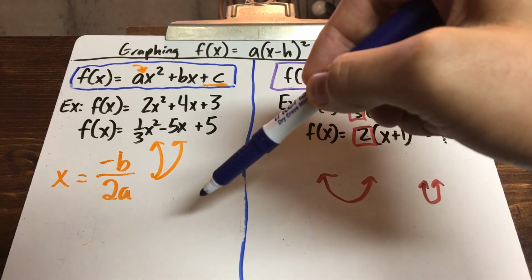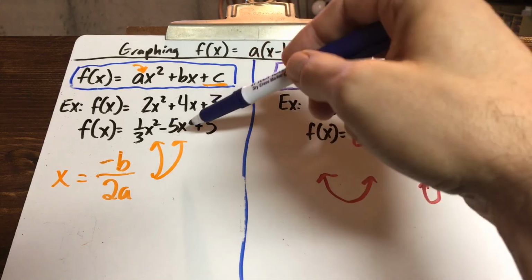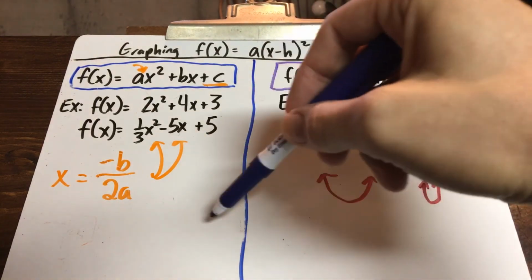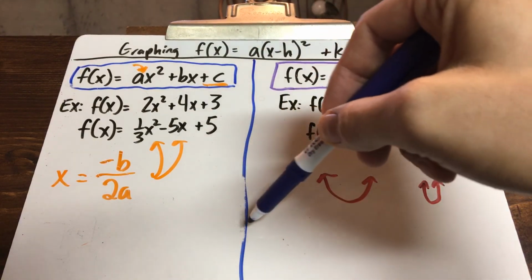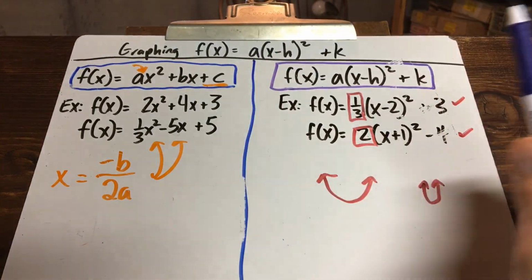And then once we found the axis of symmetry, we plugged that number into the function in the place of the x, worked it out, and that told us the vertex. Once we had the vertex, we could just pick a couple numbers close to it and we could get our graph. That's what we did earlier in the chapter.